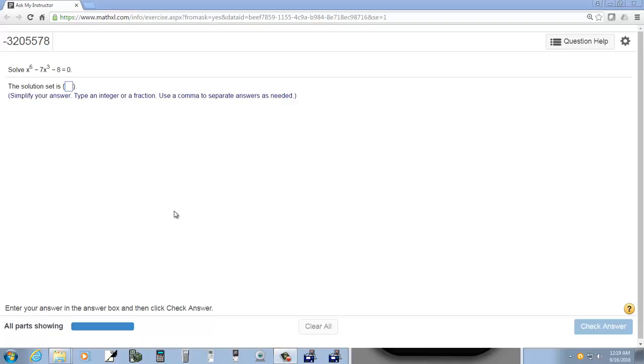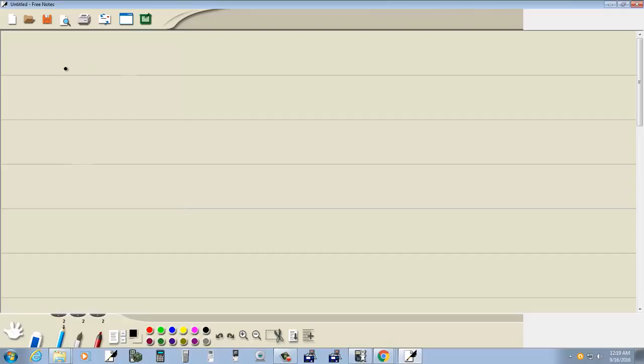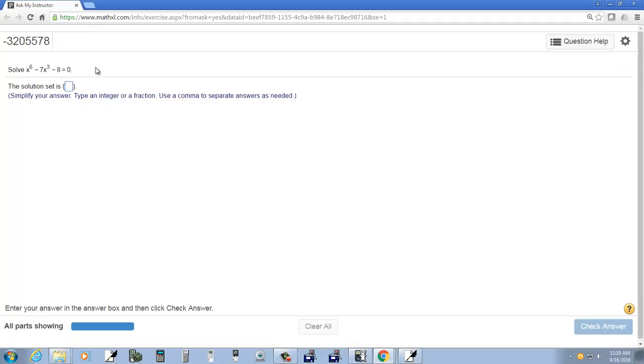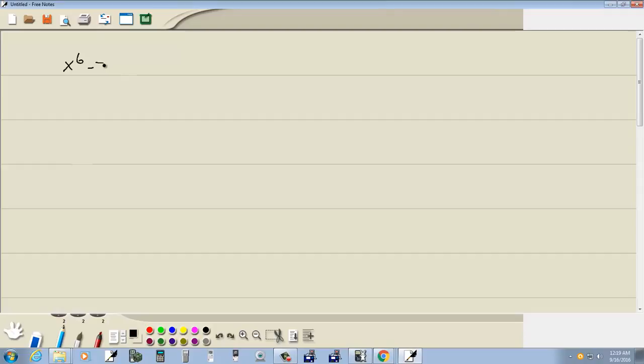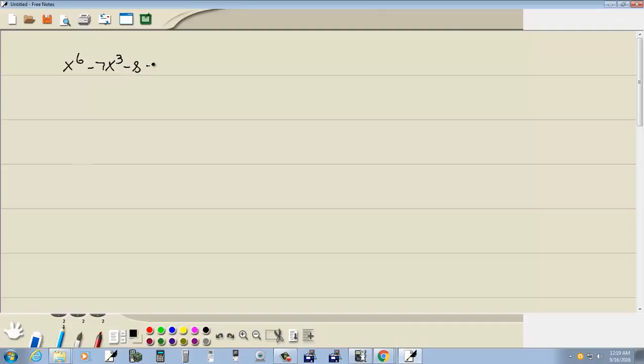Let's take a look at this problem. We got x to the 6 minus 7x to the 3rd minus 8 is equal to 0. Now this is going to be a u substitution.